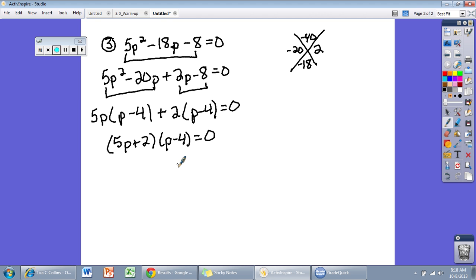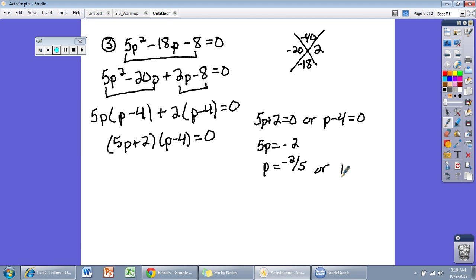Now we just have to follow through and actually solve this by saying 5p plus 2 is equal to 0, or p minus 4 is equal to 0. So we subtract 2 from both sides, and we divide by 5 to get p is equal to negative 2/5, or add 4 to both sides, p is equal to 4.